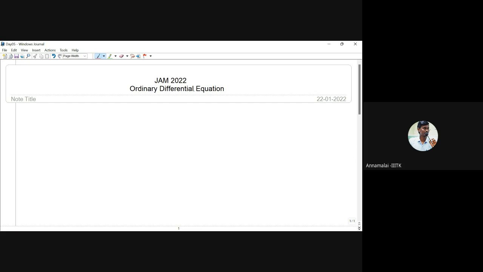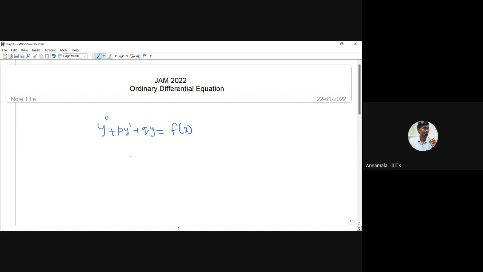How to find the particular integral of this second order differential equation when the right hand side is any function. If you consider the general form, maybe I can write simply y double dash plus some constant p times y dash plus some constant q times y equal to some function of x, any function. If this f of x is e power ax, we know what the particular integral is. Now, how to find the solution of this one?